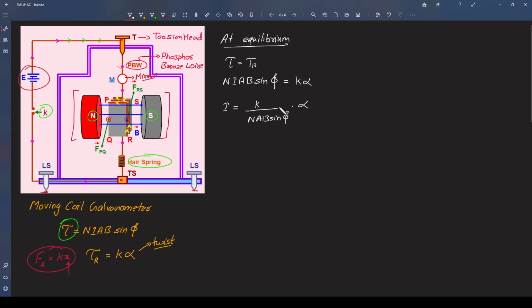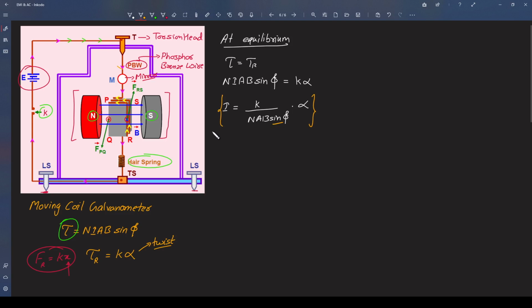Phi is the angle between the area vector and the magnetic field, right? So now this is the expression for current. Now there is one problem here, that is this sine phi. Phi is the angle between the area vector and the magnetic field, which keeps on changing. So whether there is a current or not, it will also depend on that. The torque becomes zero even if phi is 0 or 180 degrees.